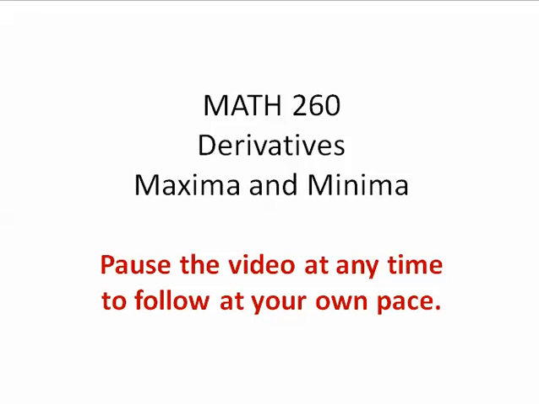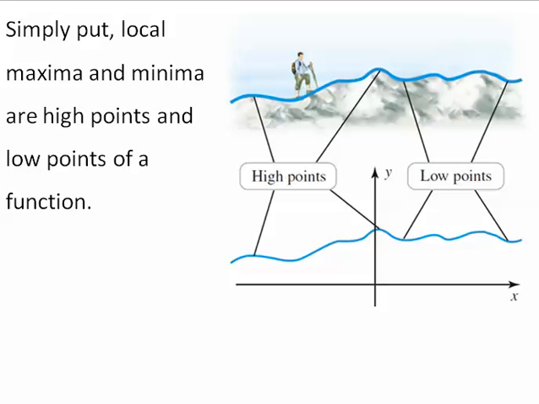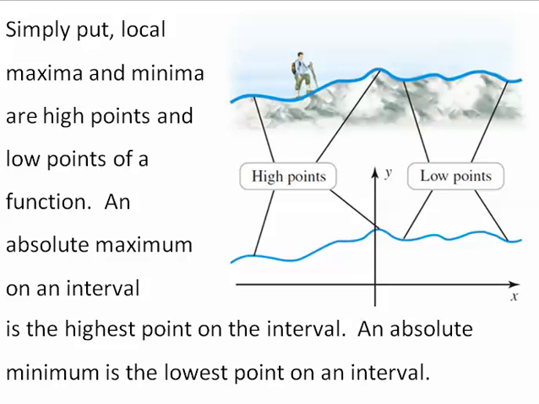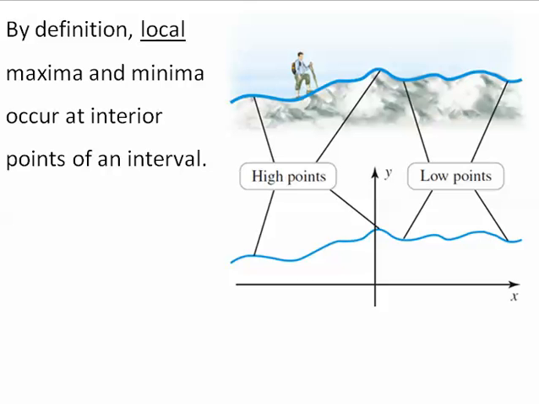Maxima and minima. Simply put, local maxima and minima are high points and low points of a function. An absolute maximum on an interval is the highest point on the interval. An absolute minimum is the lowest point on an interval. By definition, local maxima and minima occur at interior points of an interval.